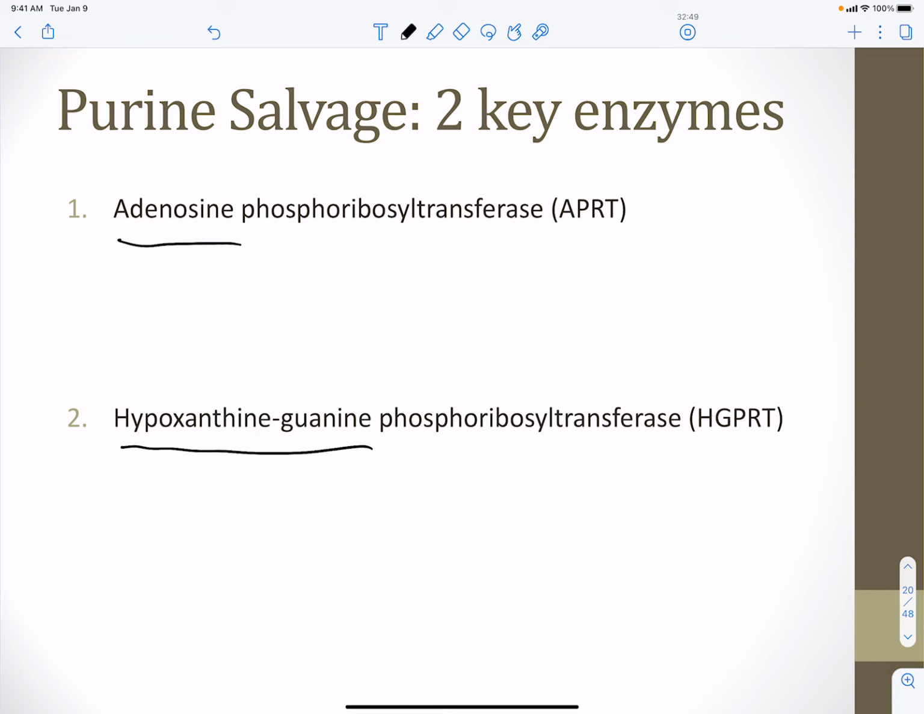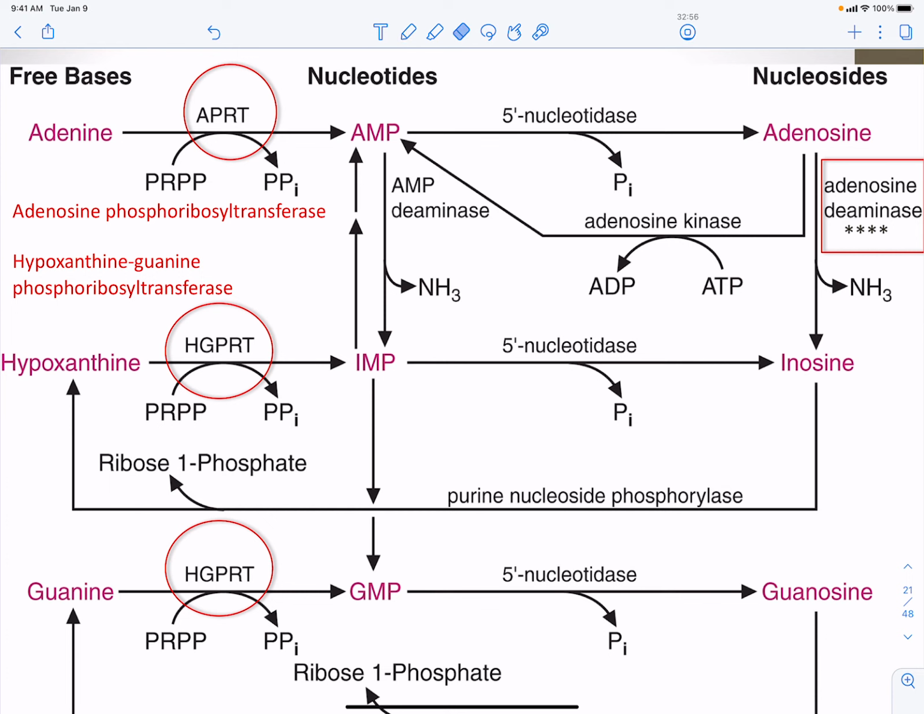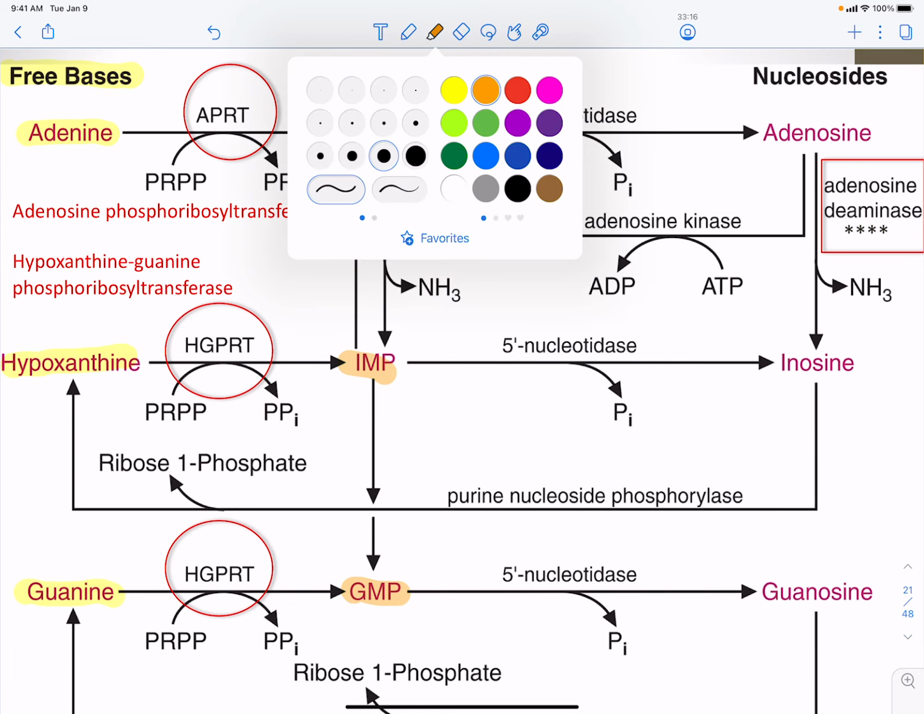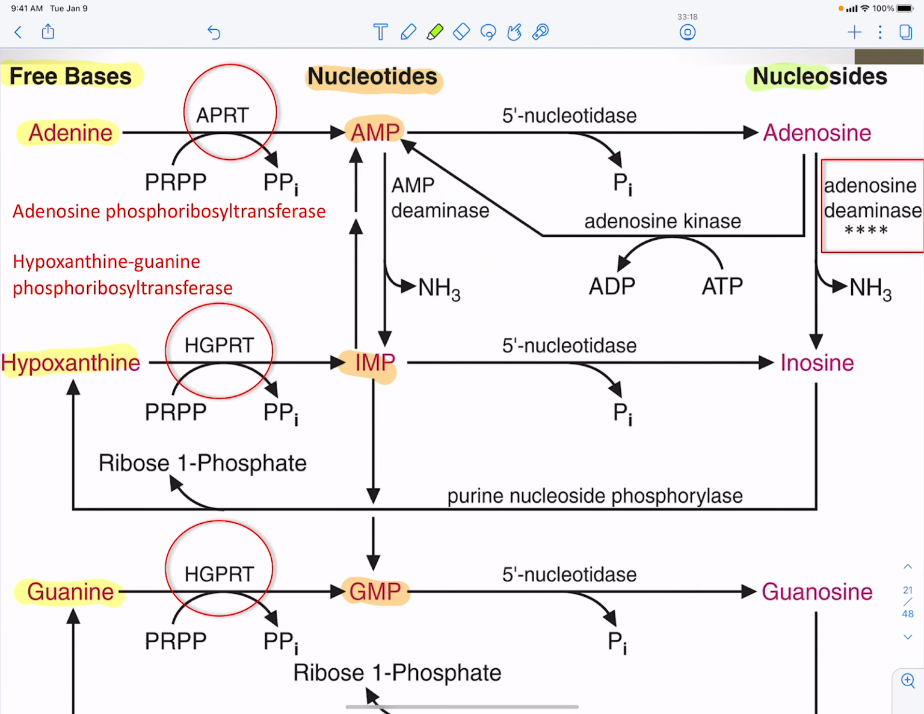Now here we have an image from your book, which looks very busy, but it's pretty straightforward once you wrap your head around what's going on. So in order to start, you first start at the top. Here you have your free bases. You have adenine, hypoxanthine, guanine. Those are your free bases. And then in the middle here, you have your nucleotides. You have your AMP, IMP, GMP. And then over at the far end, you have your nucleosides. You have your adenosine, inosine, and guanosine.